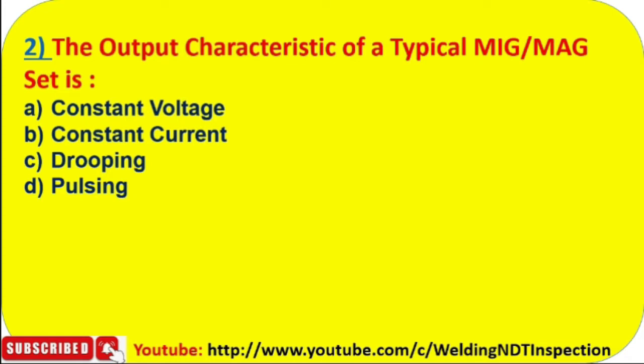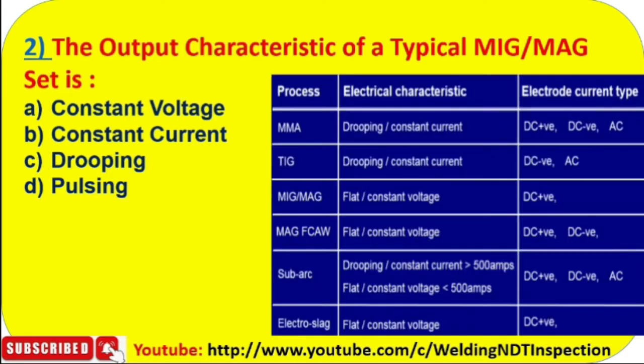You see here the chart. This chart you should remember always. MMA is dropping constant current, TIG is dropping constant current, MIG or MAG is called flat constant voltage. FCAW is flat constant voltage. SAW means dropping constant current, or flat constant voltage: if it is less than 500 amperes it is flat constant voltage, if it is more than 500 amperes it is constant current. Electroslag is flat constant voltage.